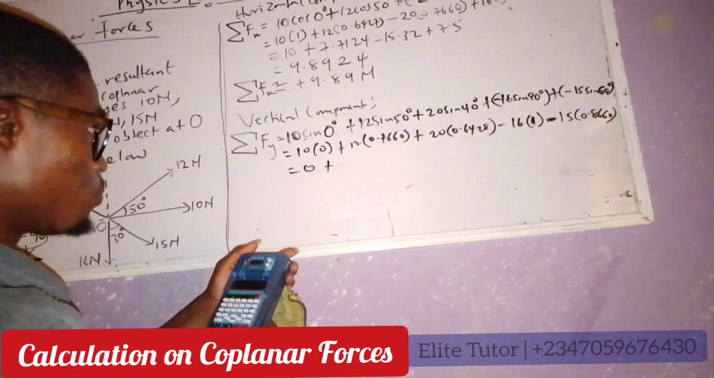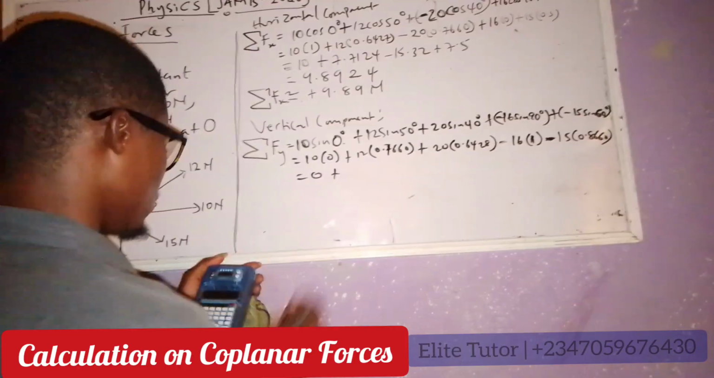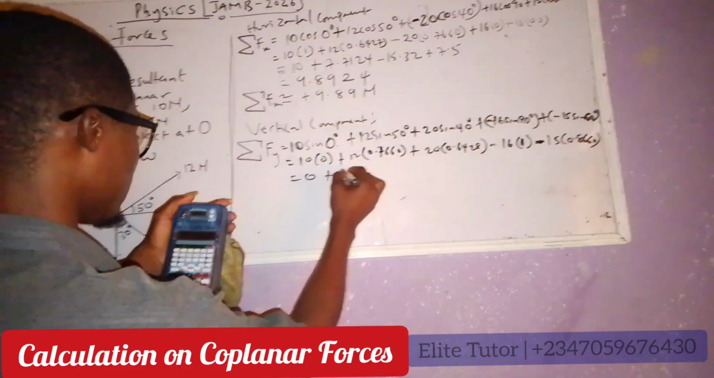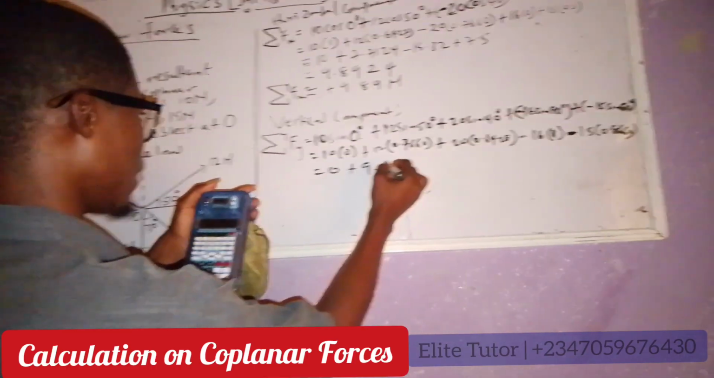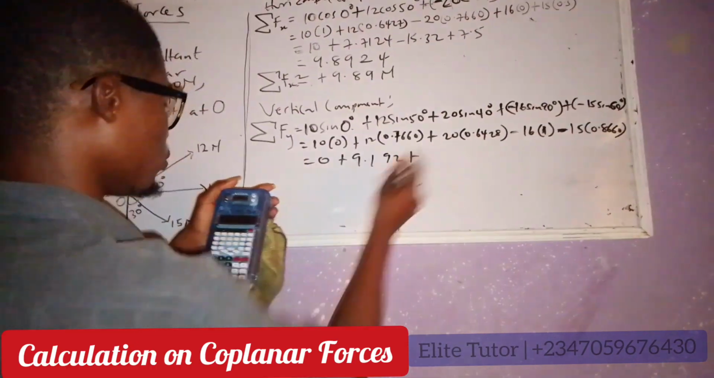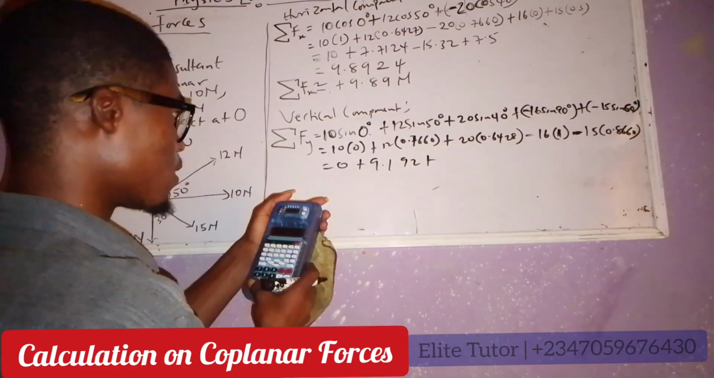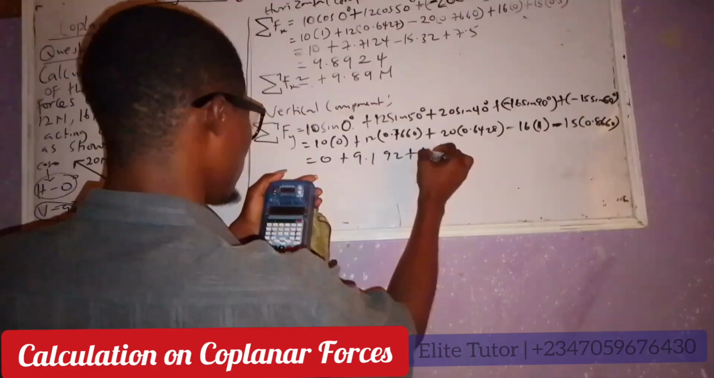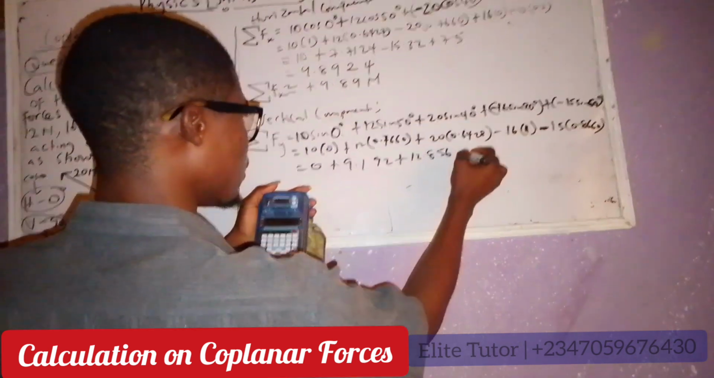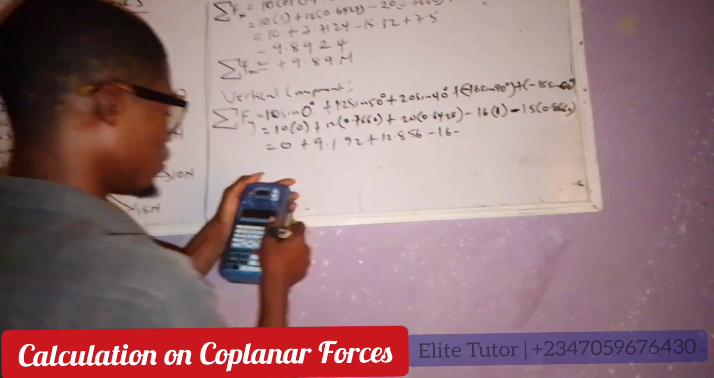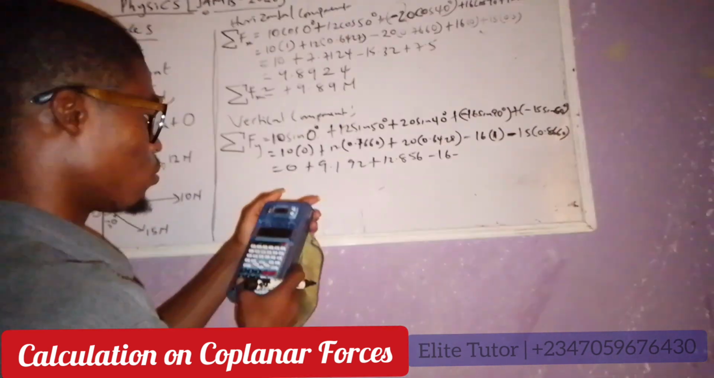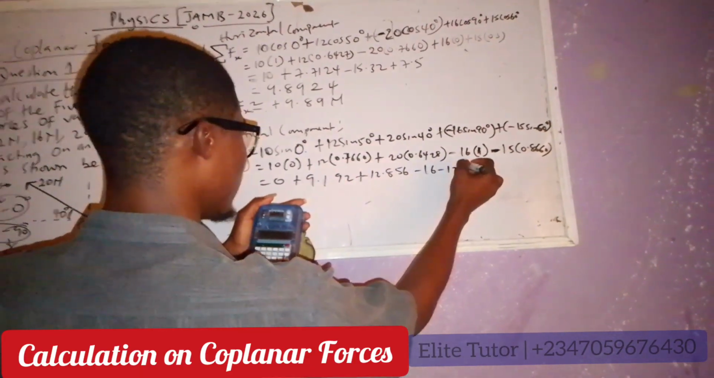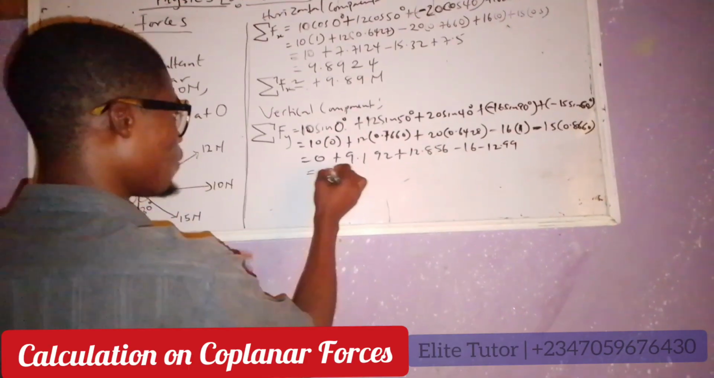12 multiplied by 0.7660 is 9.192, plus 20 multiplied by 0.6428. That's 12.856, minus 16, minus 15 multiplied by 0.8660. That's 12.99.